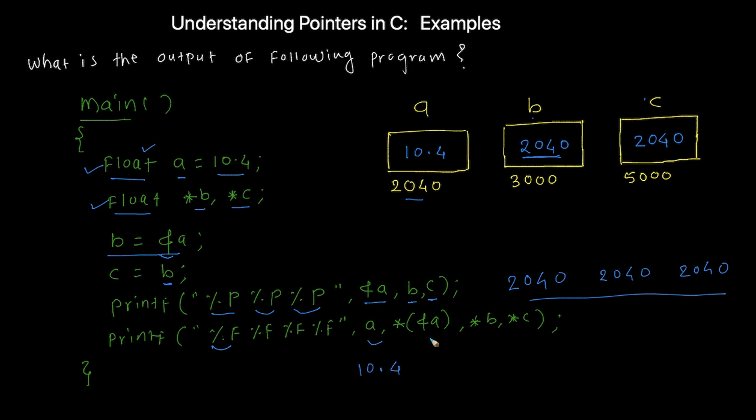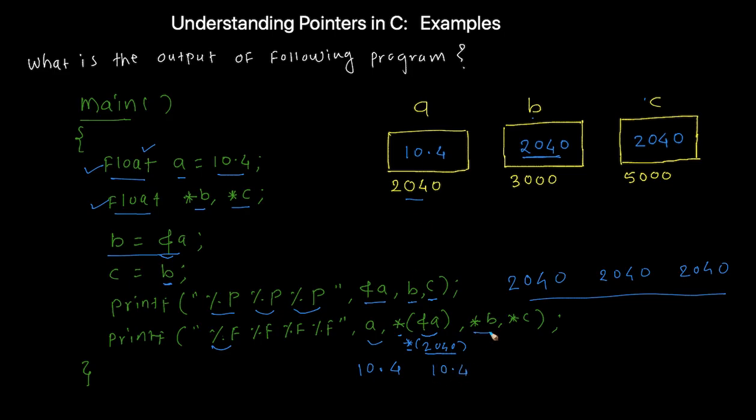Now one more way is to use the dereference operator. To this dereference operator, I'll pass the address of a. How can I get the address of a? By saying &a. So this will give me the address of a, which is 2040. So this becomes *2040. This star is a dereference operator here. It says the value at address 2040. What is the value at address 2040? 10.4. So I'll get 10.4 here.